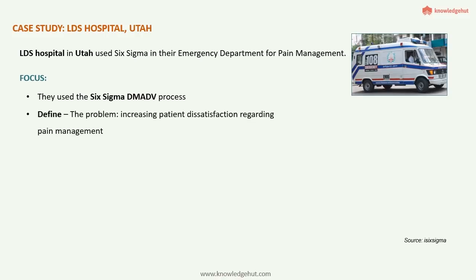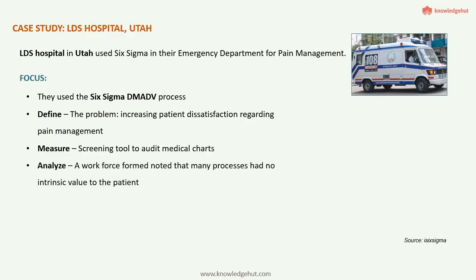In Define, they identified that the problem was increasing patient dissatisfaction regarding pain management. In the Measure phase, they had a screening tool to audit the medical charts and find out what was the real scenario which was happening there, which you can see in that table if you see the before column. In Analyze, a work team was formed to address the problem. The team noted that many processes had to occur in the emergency department before a patient could receive the treatment. Though necessary, these processes had no intrinsic value to the patient. That is, for the patient, they were waste.